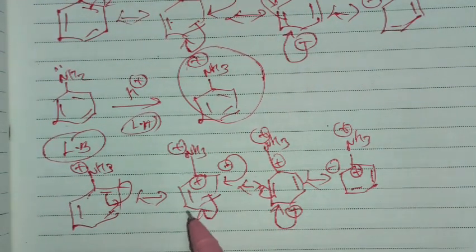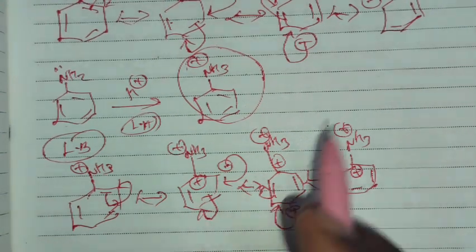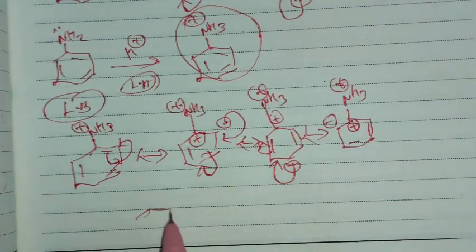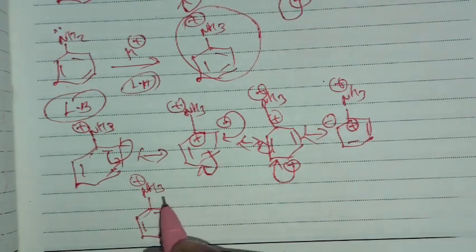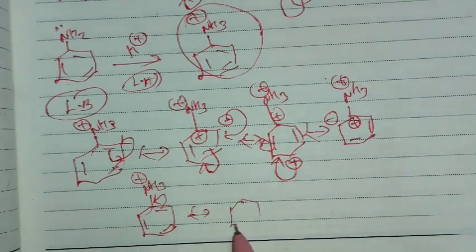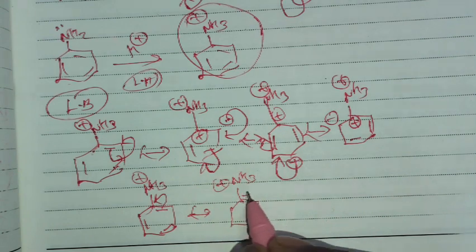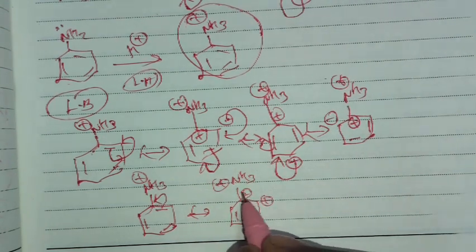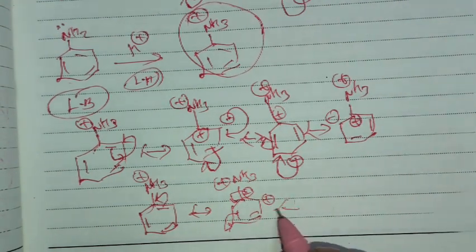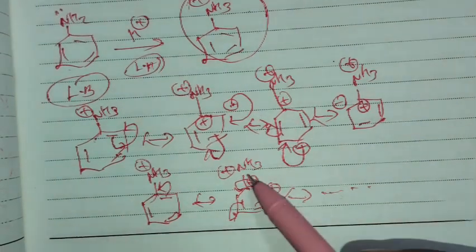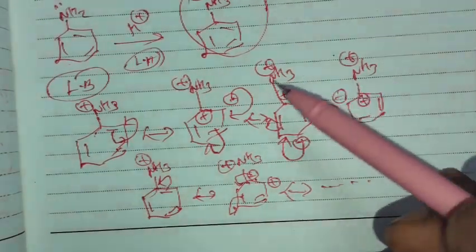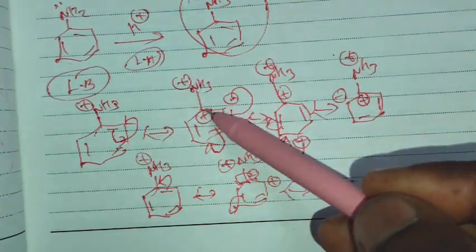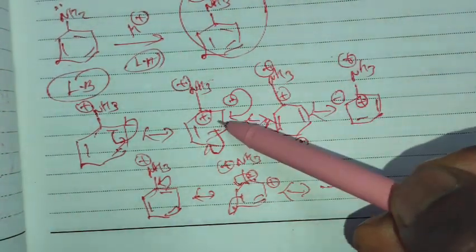So that kind of resonance is not possible. If it is possible, see here NH3 plus and this double bond; the bonded electrons shift to this carbon. What happens? This is NH3 plus, here is a negative sign, here is a positive double bond. Now this electron comes to here and this bond shifts here, and so on. Whenever a positive charge is nearer to a negative charge, that kind of canonical structure is comparatively stable. Here, positive and positive are very near, so this structure is very less stable.